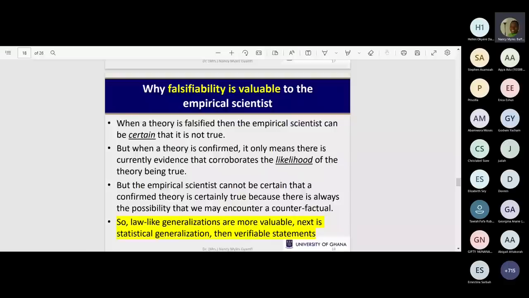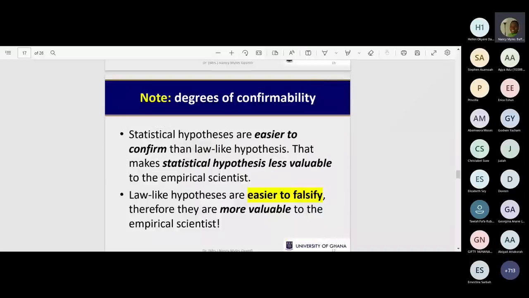Which of the generalizations do we have to use? We have to prefer and value the universal generalizations, because they are the ones that you can easily falsify. Because it is easier to falsify, it leads us closer to certainty than the one that is not easy to falsify. Every day it is telling us that this is what is the case, this is what is true, and yet we can't rely on it. That's the logic behind it. So falsifiability is a value for an empirical scientist. A statement that is easier to falsify is more valuable to the empirical scientist. Take note, the empirical scientist prefers such things.